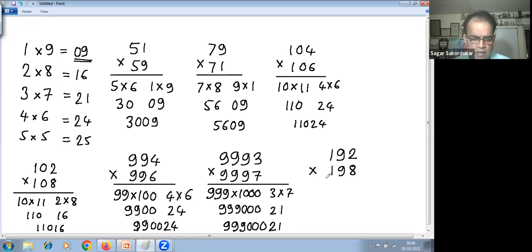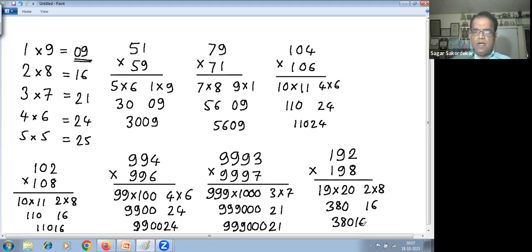192 multiplied by 198. So 19 is common here. 2 plus 8 is 10. So take common, multiply with the next number. 19 plus 1 is 20. 2 into 8. So 19 into 2 is 38. Just do this 19 into 2, 38, and then put this 0. Zeros at the end will remain as it is. 16, so answer is 38016.